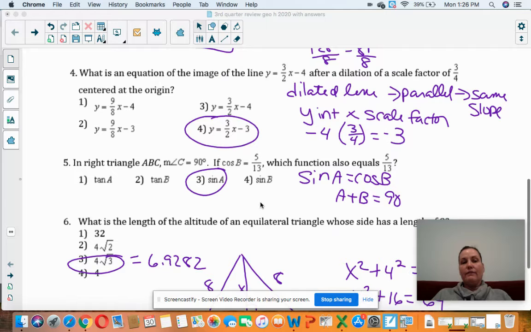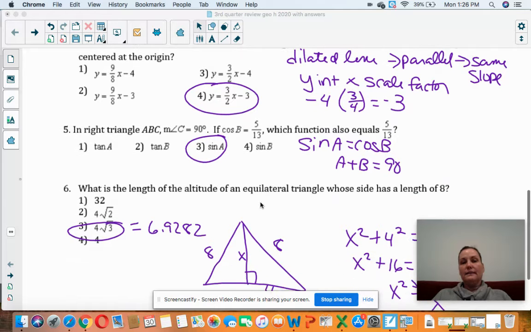Question 5, I have a right triangle. Angle C is 90 degrees. If the cosine of B is 5 over 13, which function also equals 5 over 13? Remember that rule, sine of A equals the cosine of B if A plus B equals 90. So if the cosine of B is 5 over 13, then that means the sine of A will also be 5 over 13.